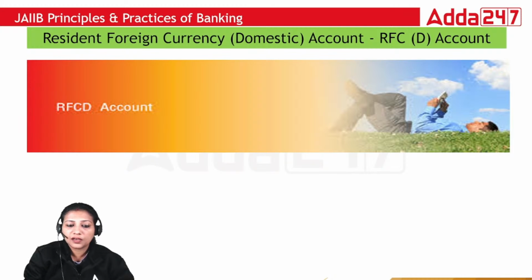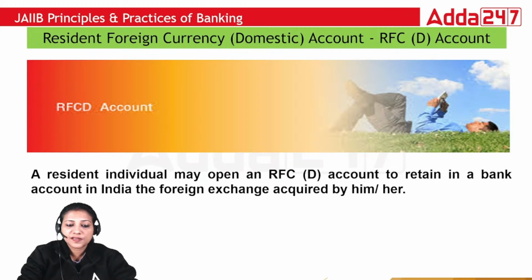One difference is that RFC account can be opened as savings, current, or TD account. RFC-D account can be opened as current account only. In RFC account, interest payment is done, and in RFC-D, there is no interest payment made because this is a current account.